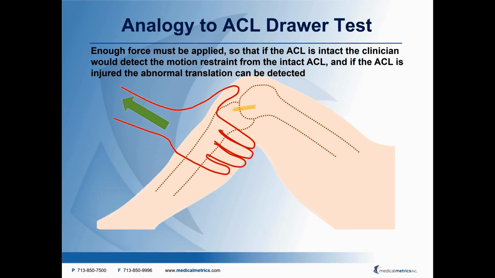The anterior drawer test for an ACL injury is a good comparison study. If during the ACL drawer test, only minimal force is applied to the lower leg, the test would fail to detect an injury if it exists. It is easy to understand in that test, that enough force must be applied to the lower leg, so that if the ACL is intact, a clinician could detect the restraint provided by the intact ACL. It is very clear that the ACL drawer test must be a stress test.